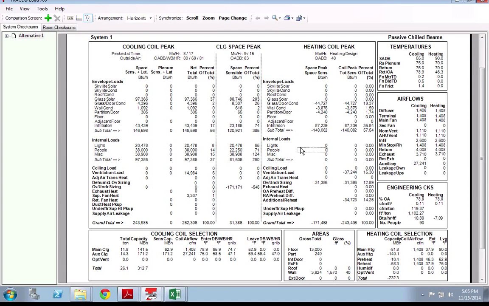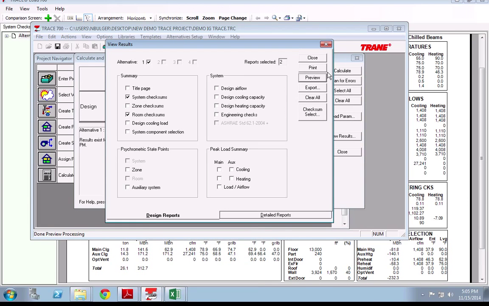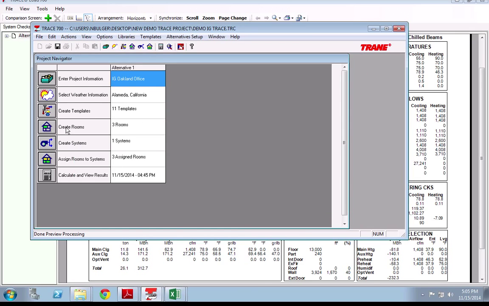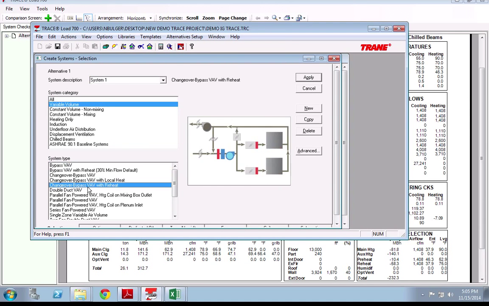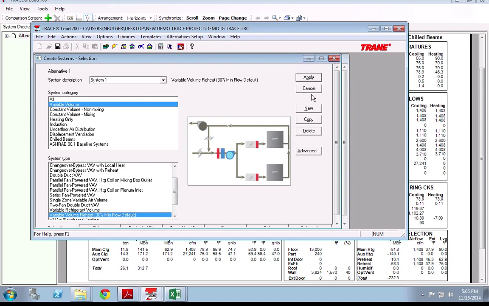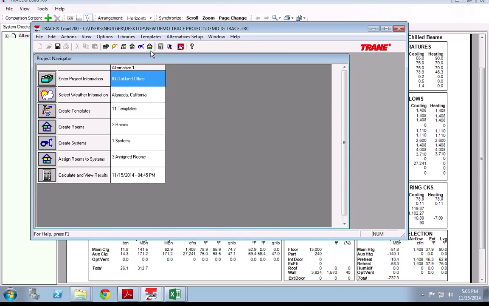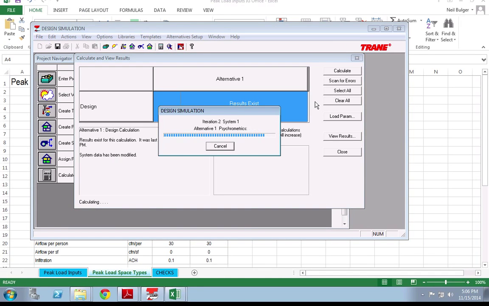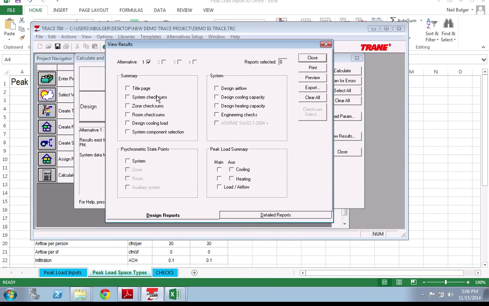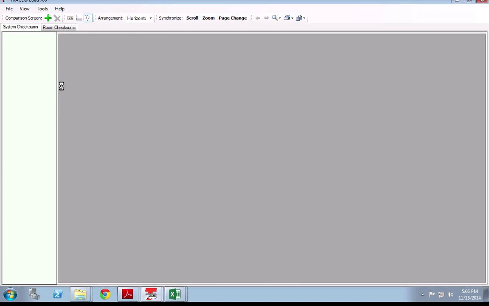And so if you look at these two, let's actually rerun Trace, because I think I changed the system to chilled beams and it's doing some funny things. So let's go back. We're going to pick VAV with reheats. We're going to apply that and we're going to calculate real quick. There it goes, all the iterations. All right, now we're back in business. System checksum, room checksum.